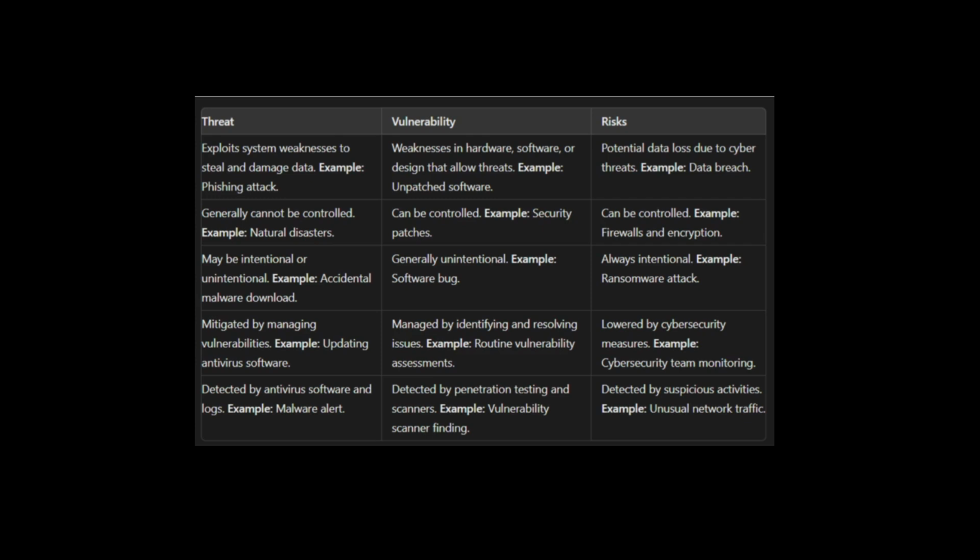So the last one is that threats are detected by antivirus software and logs. For example, a malware alert. Vulnerabilities are detected by penetration testing and scanners. For example, a vulnerability scanner finding. And the risks are detected by suspicious activities. Example, unusual network traffic.